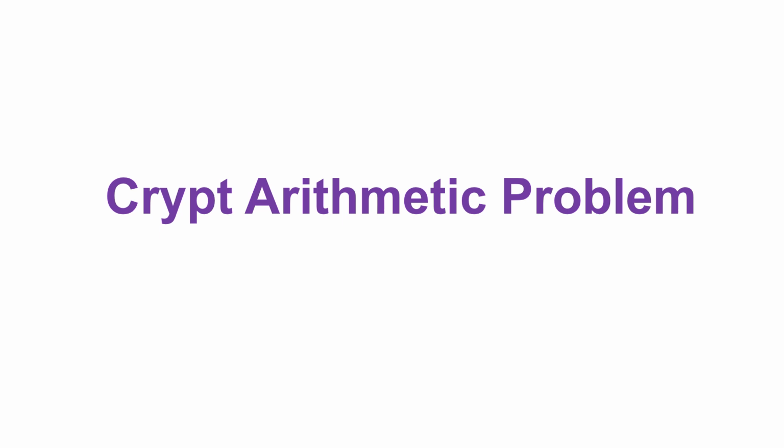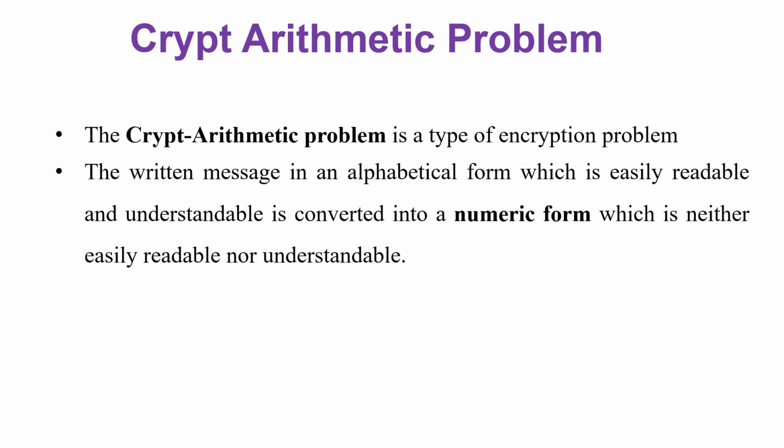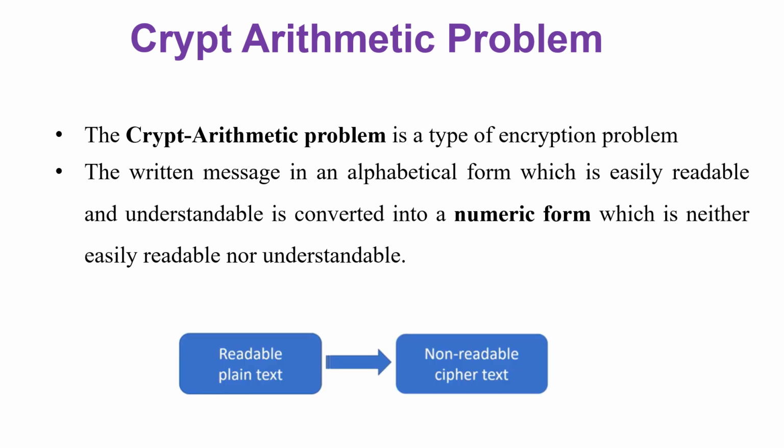Welcome to this video. It's about the cryptarithmetic problem. A cryptarithmetic problem is a type of encryption problem. The written message in an alphabetical form, which is easily readable and understandable, is converted into numerical form, which is neither easily readable nor understandable. We have to convert the readable plain text into non-readable ciphertext.